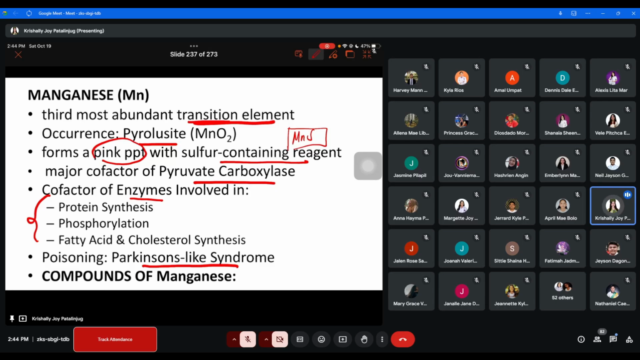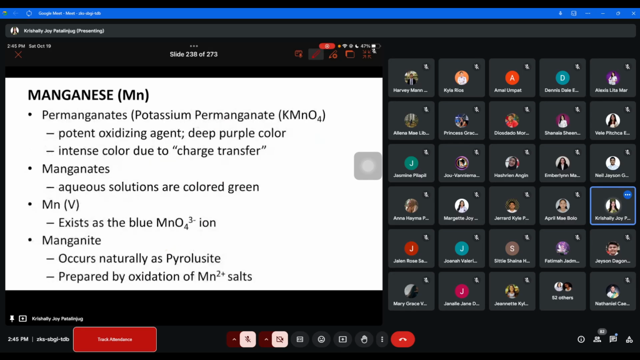So, if it alters the movements of the muscles, it can really resemble the manifestations, just like the symptoms of people with Parkinson's. That's why they call it Parkinson's-like, the symptoms associated with its poisoning.